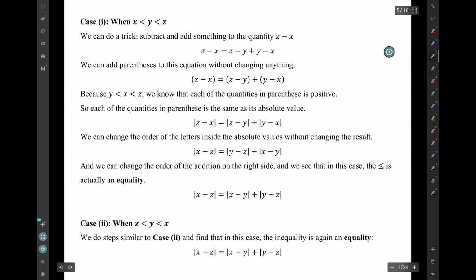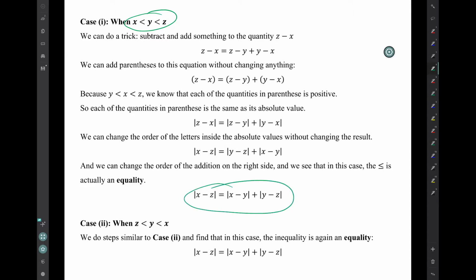Well, the first case is when x is less than y less than z. We'll figure out that this equation is true by starting with just the left side, z minus x. We do a trick. We subtract and add something to that quantity. Notice we subtracted and added the number y, so that doesn't change the quantity z minus x at all. Then we can add parentheses without changing anything.